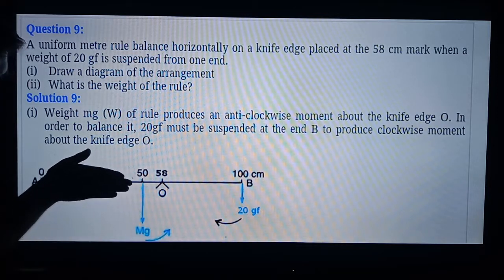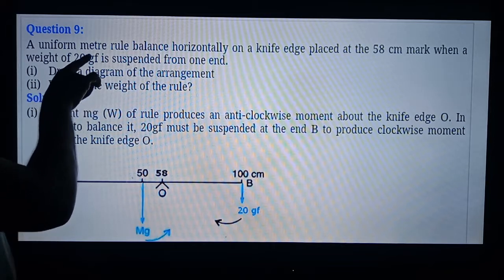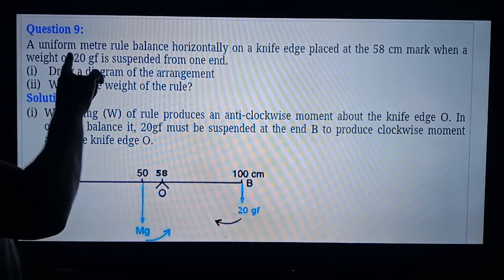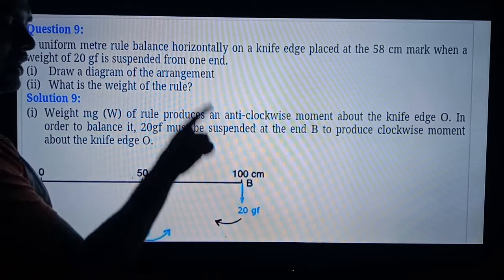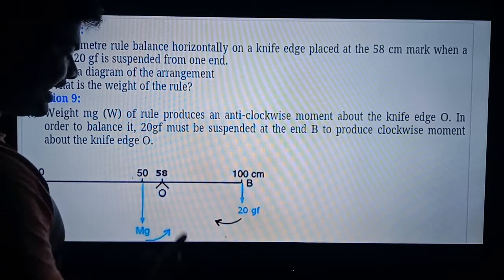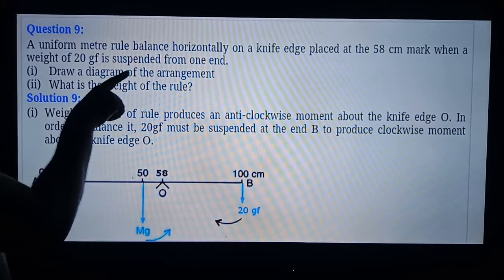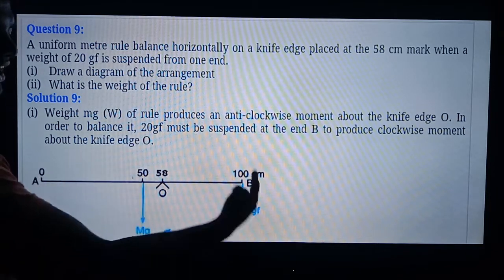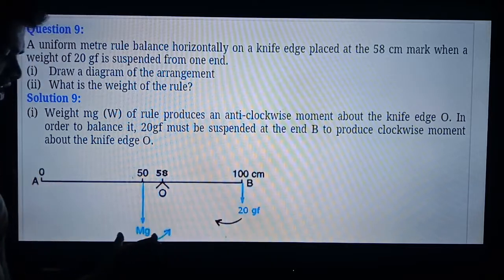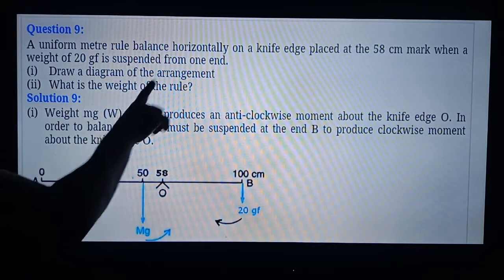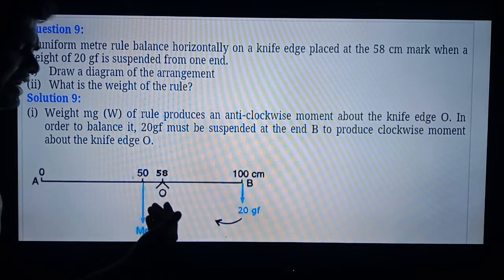Means the weight of the rule will create an anti-clockwise moment. So we have to put this 20 gram force weight to the right side of the meter at one end. You have to calculate, if it is balanced, what is the weight of the meter rule. So first of all, draw the diagram of the arrangement. 1 mark for this diagram. You have to mark 0, 50, 58, 100 centimeter marks, 20 GF and mg. Now, what is the weight of the rule? Means mg you have to calculate, or you may write W.